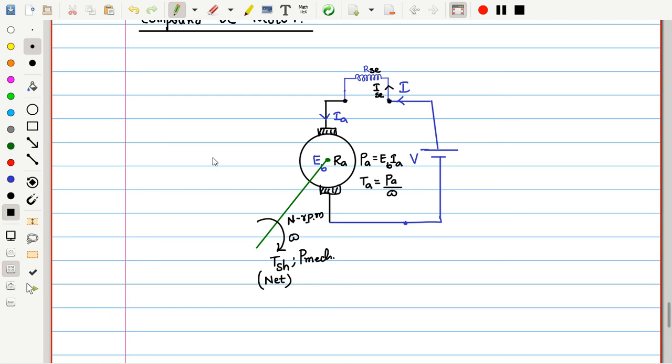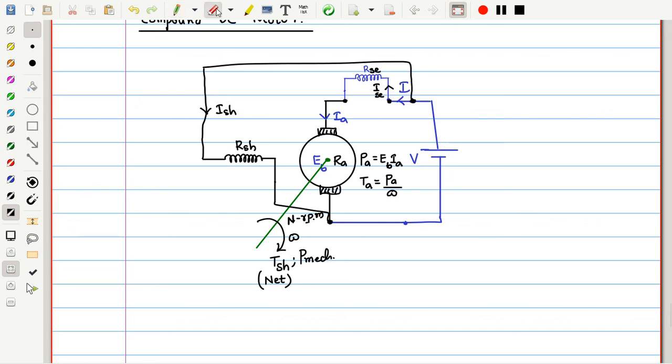And let me connect one shunt field winding over here. That field winding has a resistance of RSH. Now let us connect this terminal across the power supply. This may be a long shunt machine. So now the current drawn by this is ISH, and this is ISE. The total current, which is the current supplied by the source, is I.